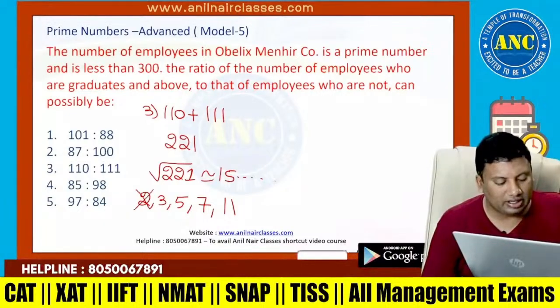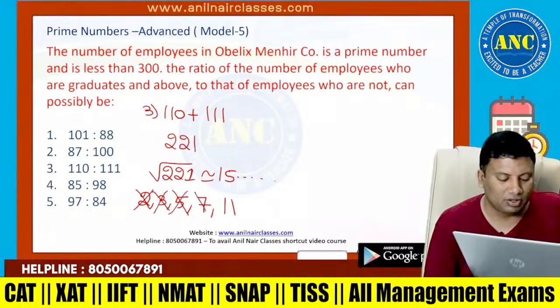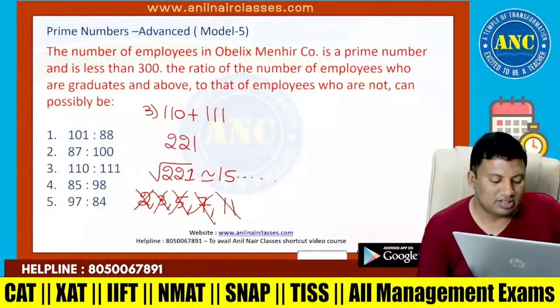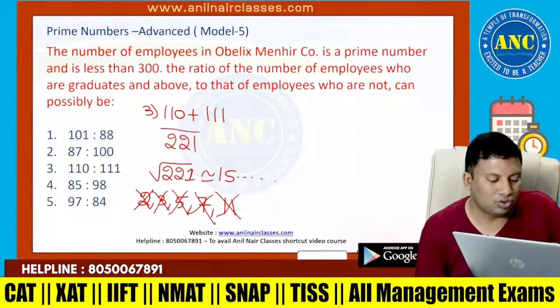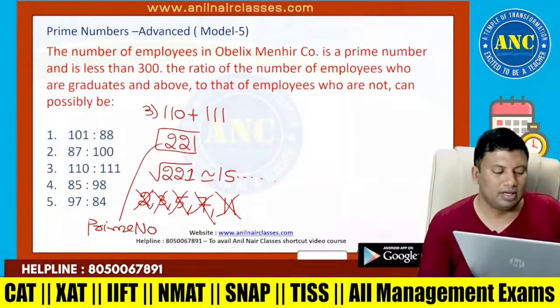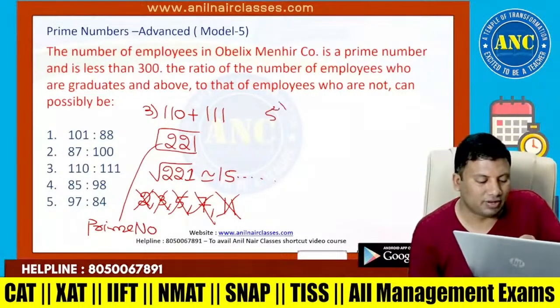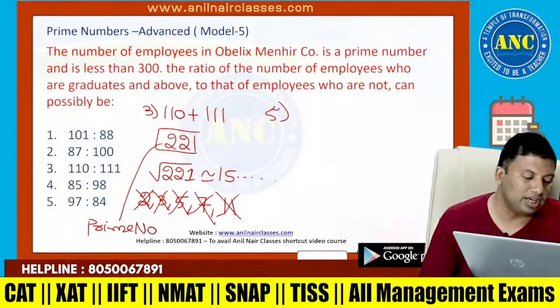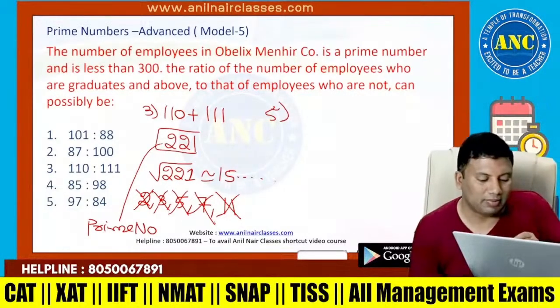Is 221 divisible by 2? No. Divisible by 3? No. Divisible by 5? No. Divisible by 7? No. Divisible by 11? No. That means 221 is a prime number. Let us do for the fifth one. 97 plus 84, which is nothing but 181. Root of 181.